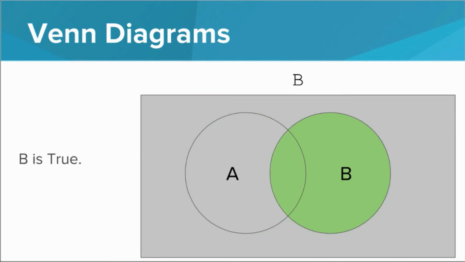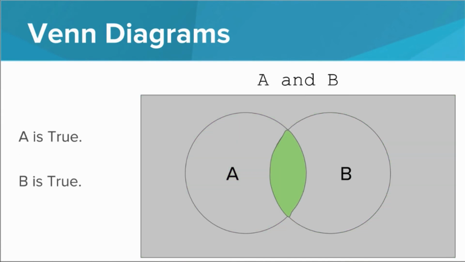This region represents B being true. And this region represents B being false and not B being true. This region represents both A and B being true, which makes the expression A and B evaluate to true. The word and basically means make everything green that was already green in both original expressions.